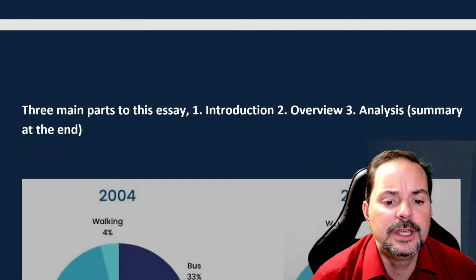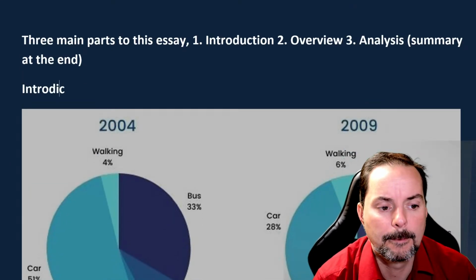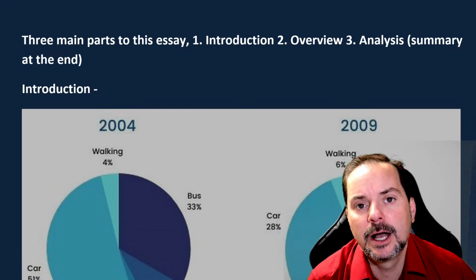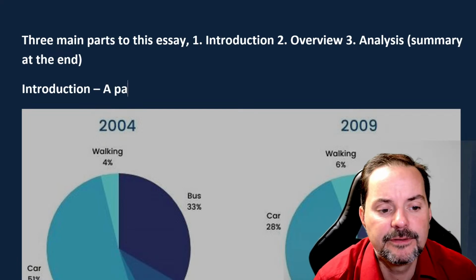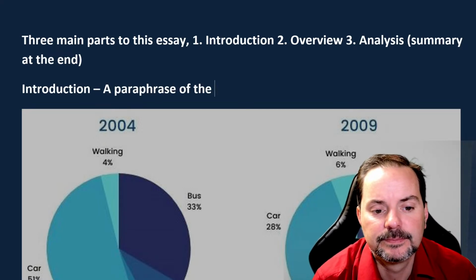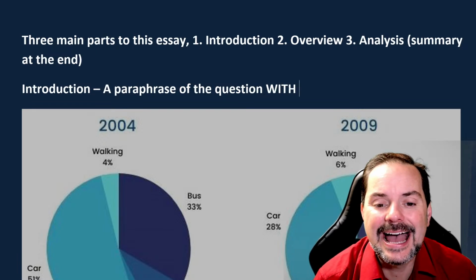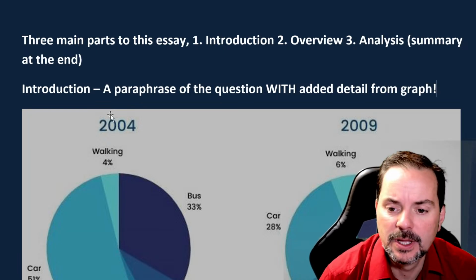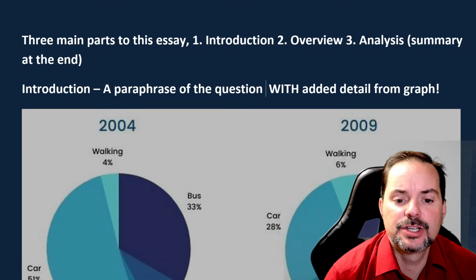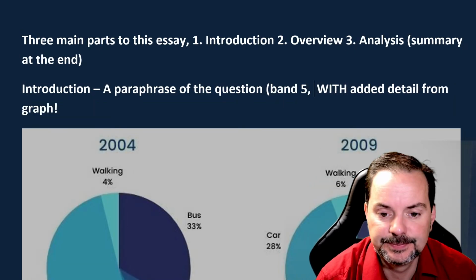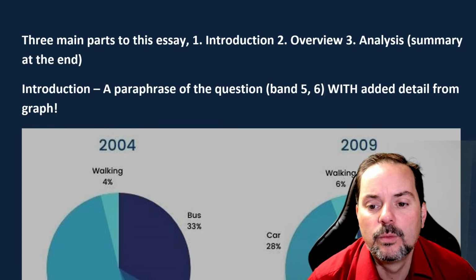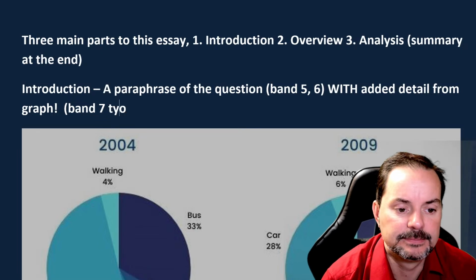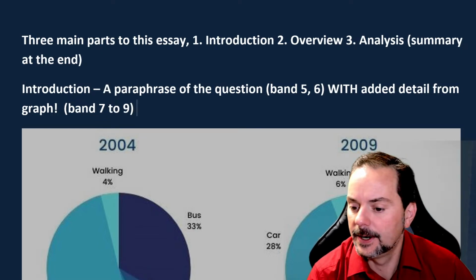All right, the introduction. The introduction is a paraphrase of the question with added detail from the graph. Okay, now just paraphrasing the question, you're going towards a band 5-6. Okay, with the added detail from the graph, you're going towards a band 7 to 9. All right.